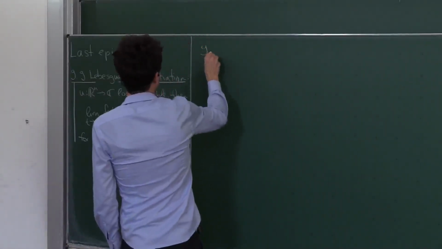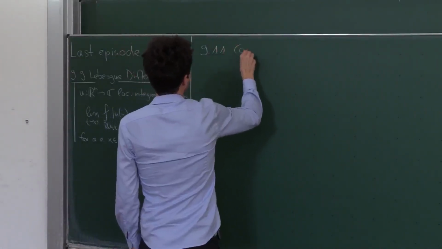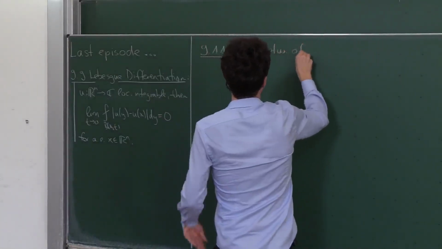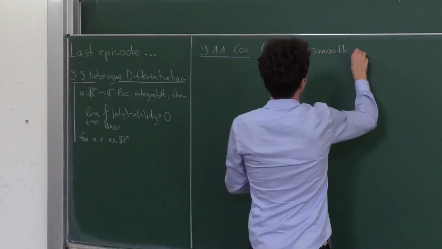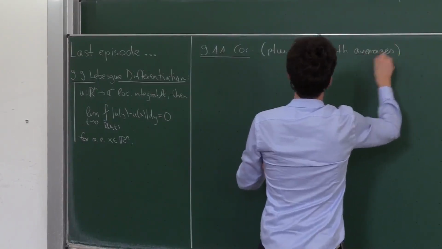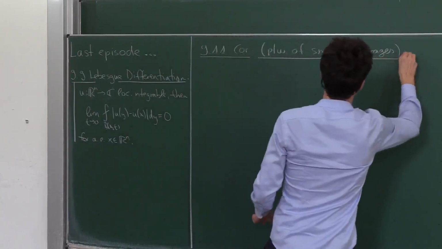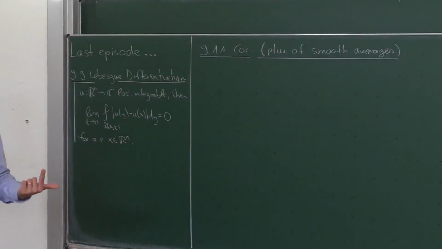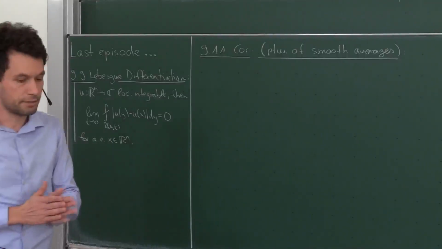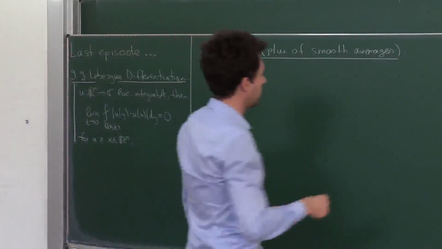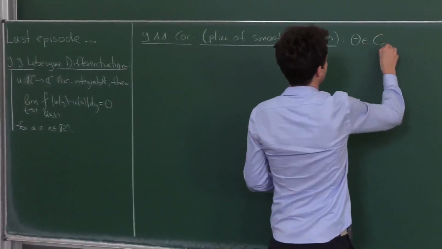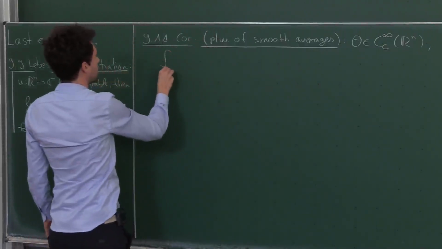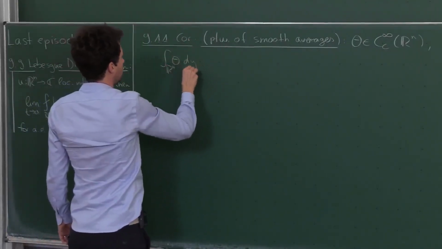Okay, so 9.11 is the following corollary. It's about smooth averages. I told you there are rough averages, which are convolutions with respect to the normalized characteristic function of the unit ball, and then there's smooth average where you replace this characteristic function by a smooth function. More specifically, suppose that theta is a C_c infinity function. It's normalized to integral 1.